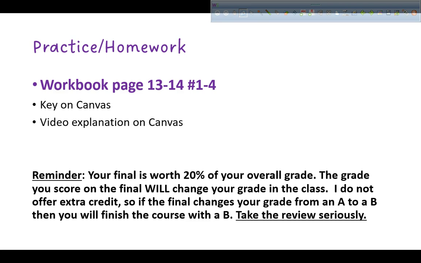What I want to remind you is that your final is 20% of your overall grade. It is going to affect your grade. 20% is 1/5 of your grade. It's a lot, okay? So just in case you're wondering, how is this going to affect my grade? Here's a formula you can use, okay? 0.8 times your current grade plus 0.2 times what you get on your final is going to determine your grade in the course.